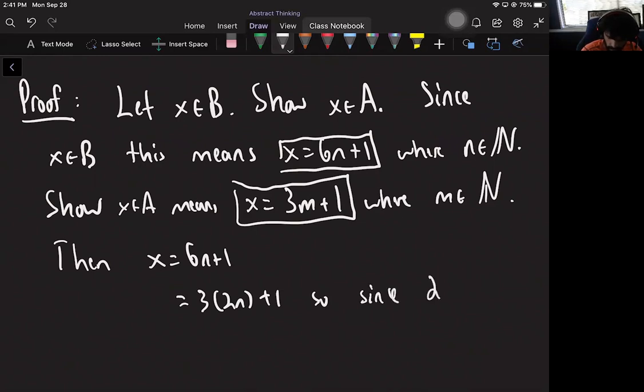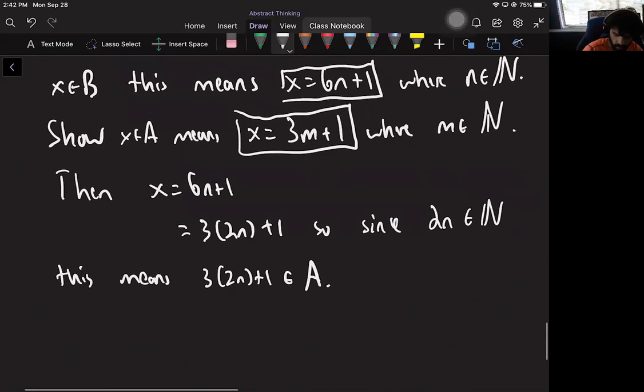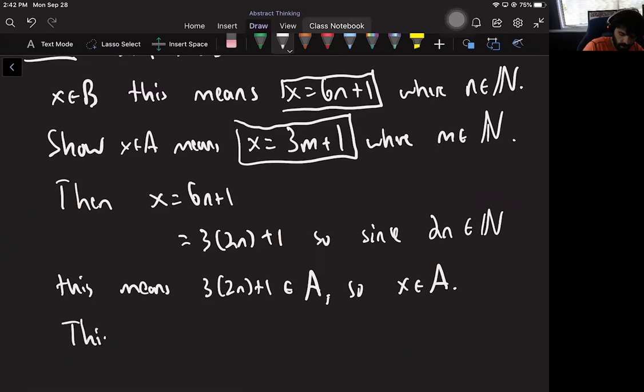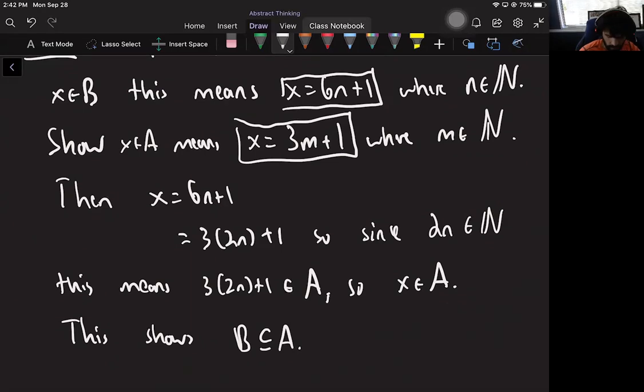So since 2n is still a natural number, because it's 2 times a natural number, this means that 3 times 2n plus 1 is in the set A, and that's just X. So X is in A. And that's what I wanted to show. So this shows that B is inside of A, but maybe it still equals A. So now we have to get rid of the possibility that they could be equal.